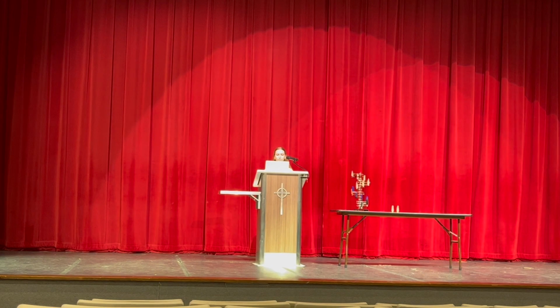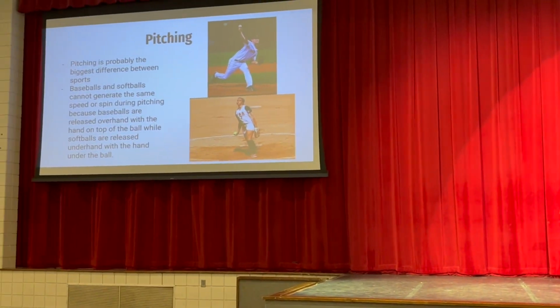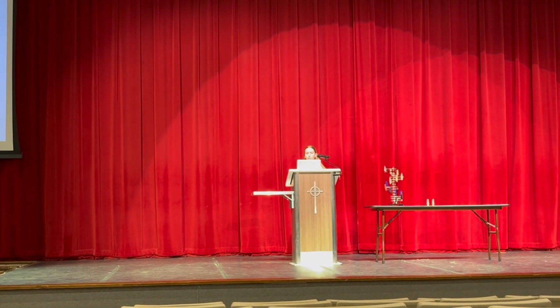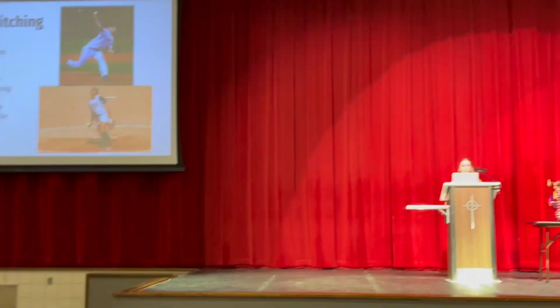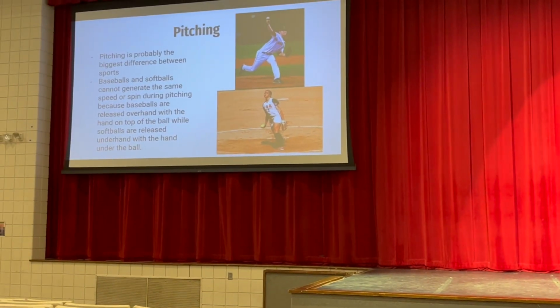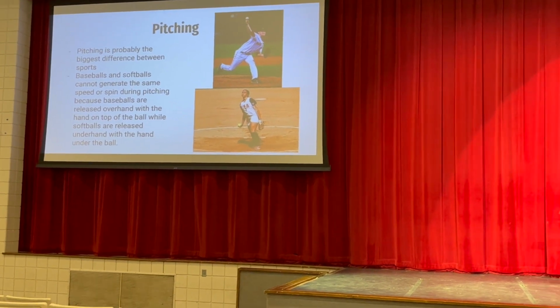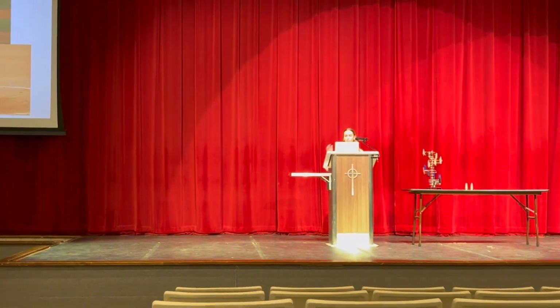So pitching is the biggest difference between the two sports. And you can see that they just can't generate the same velocity and spin because baseball is released overhand, with the hand on top of the ball when it's released. And in softball, you can really see in the picture that the hand is usually under the ball when it's released. And because of that, they just can't get the same spin, and they have different paths going into the plate. So softball has the ability to rise, which baseball doesn't, and baseballs can only go down.